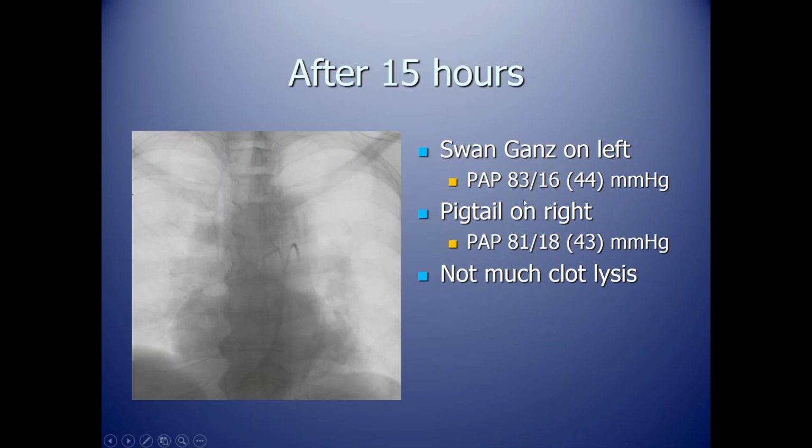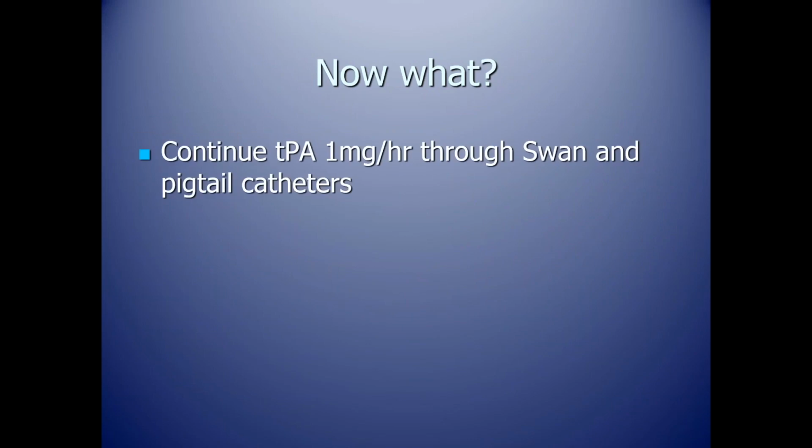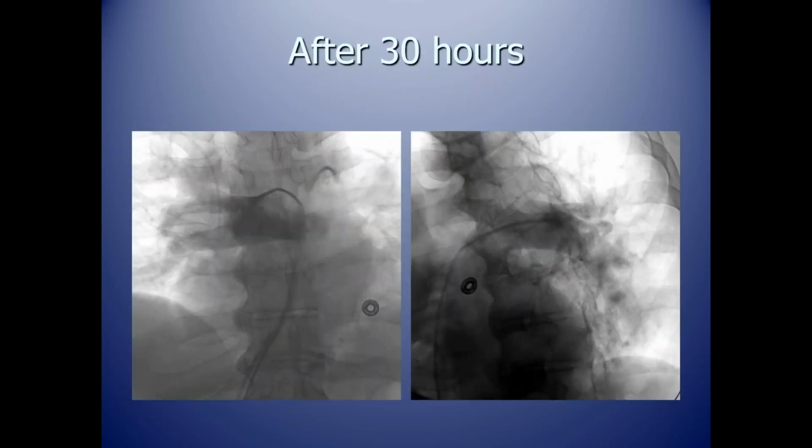And you could see there really wasn't much change in his pulmonary artery pressures. And even though we did do repeat pulmonary angiography, we really didn't see much benefit or change in his pulmonary thrombus burden. So we were trying to decide what to do. We said, well, let's just continue TPA through his catheters, and we did. And we actually continued that overnight and brought him back down to the lab. And after 30 hours, there was still plenty of clot, and his pulmonary pressure was 100 millimeters of mercury. So we're clearly moving backwards, or not having any effect here.